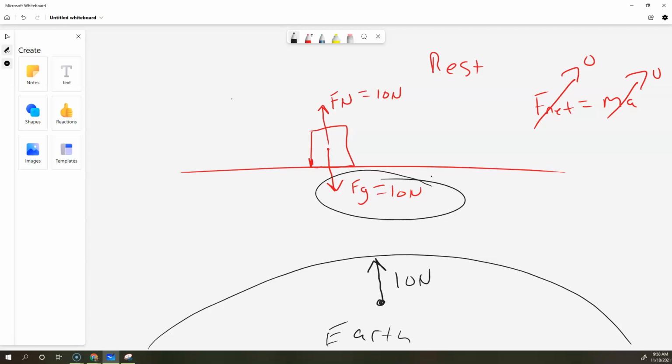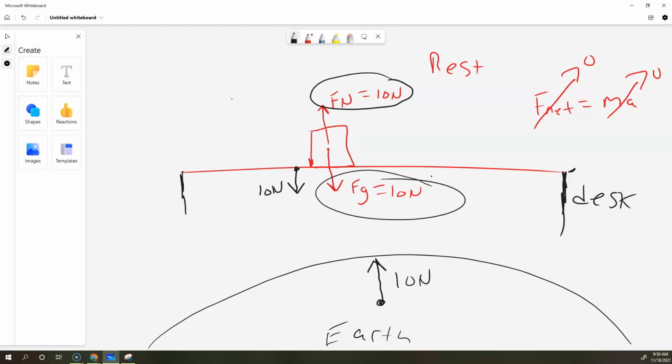So let's look at this 10 Newton force. This 10 Newton force up is being provided by this surface. Maybe this is a desk. Let's pretend it's a desk. Well, what's the force pair of the 10 newtons up? The desk pushes up on the mass with 10 newtons, so the mass is pushing down on the desk with 10 newtons. That's the force pair.